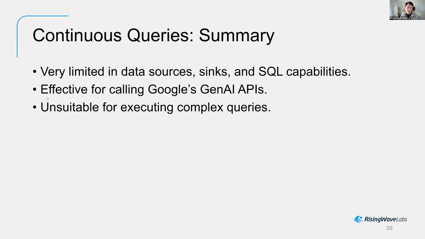But definitely it's pretty good for calling Google's Gen AI APIs, right? Let's say that if you really want to use Google's AI model, then you don't need to write your own application. You can just use Google's continuous query to do that. And it's not suitable for executing complex queries. Let's say that if you want to join multiple tables, no, don't use Google continuous query because it doesn't really support that at all. Okay, that's a summary for the continuous queries.